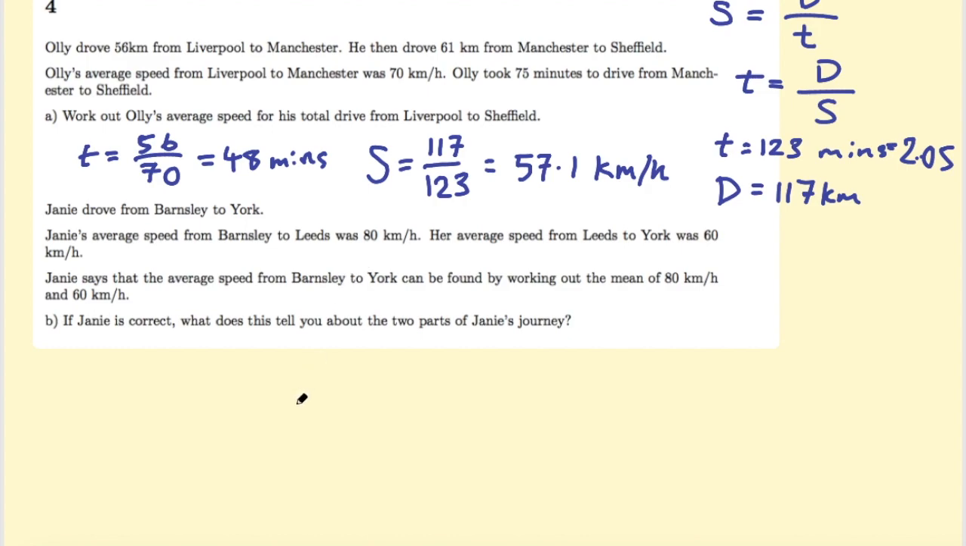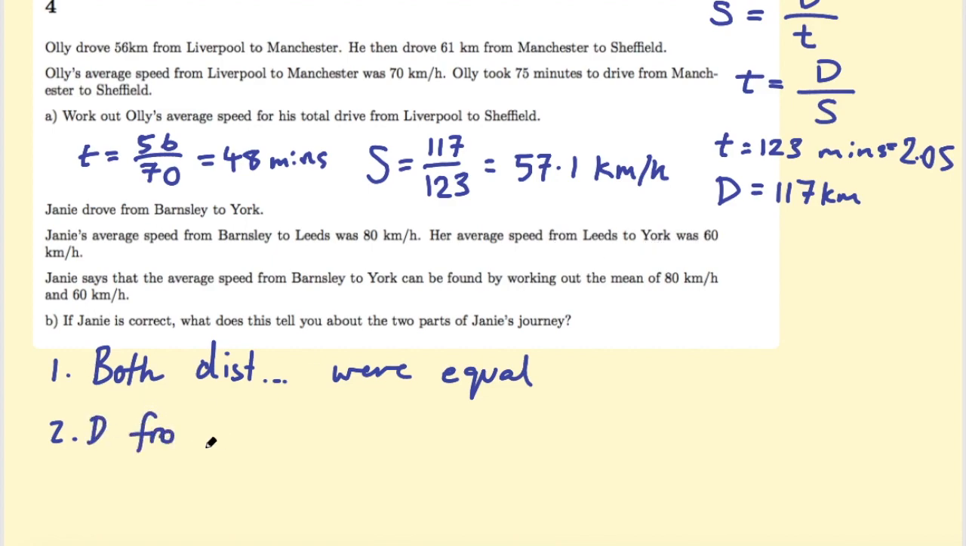Now, there's only two conditions in which this can occur. It's if both of the distances were exactly the same, or if you look at these speeds carefully, 60 kilometers per hour is 3/4 of 80 kilometers per hour. So it can occur if both distances were equal, or if the distance from Leeds to York is 3/4 of the distance from Barnsley to Leeds.